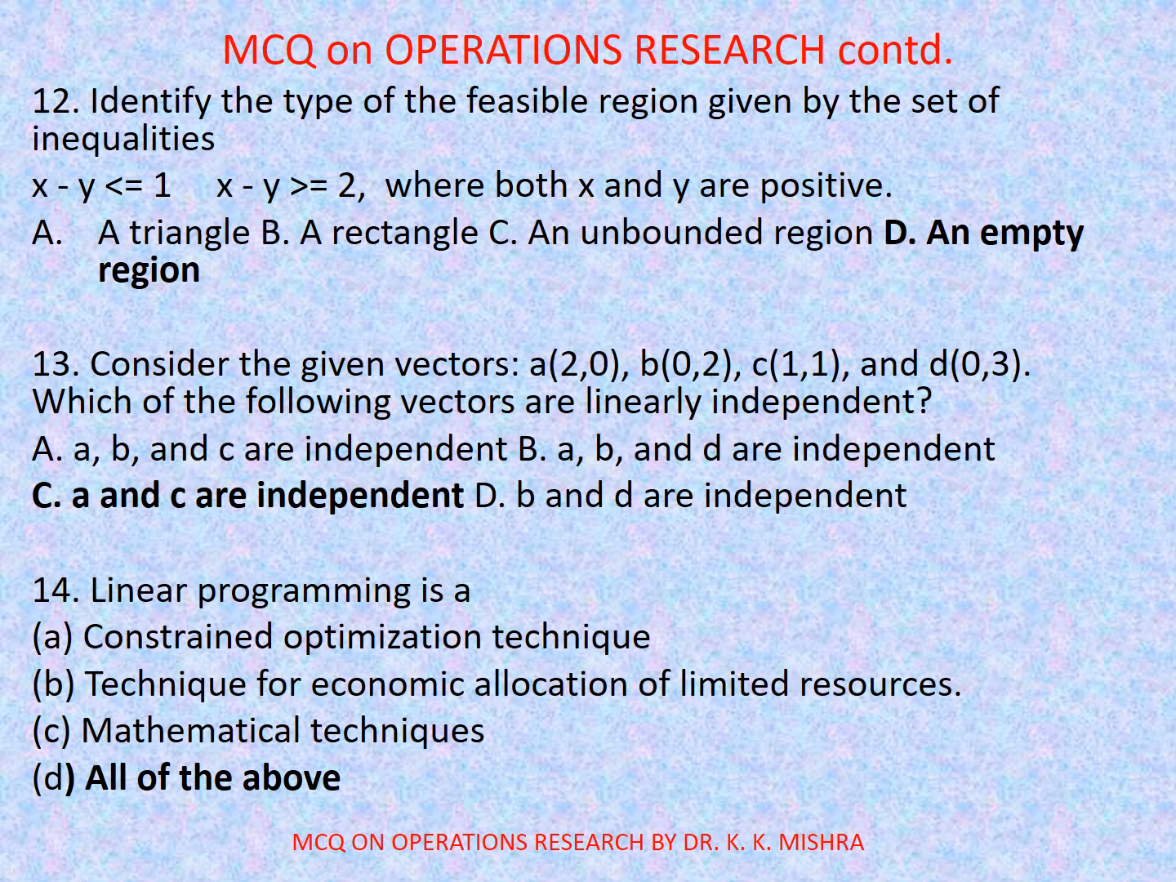A, B and C are independent. B, A, B and D are independent. C, A and C are independent. D, B and D are independent. Correct option is C, A and C are independent.